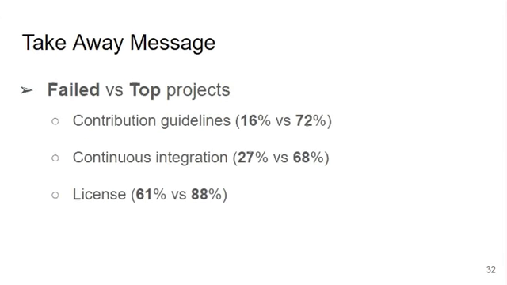And we compare the failed group versus the top projects and show the difference between these groups in the use of contribute guidelines. So we show that the most difference between these groups is the use of contribute guidelines. The second most difference was the use of continuous integration, which in this case we analyze the use of a CI service. And the third most difference between these groups was the presence of a license file.